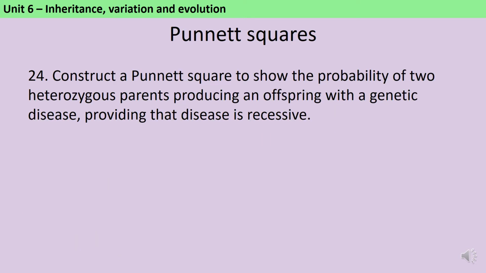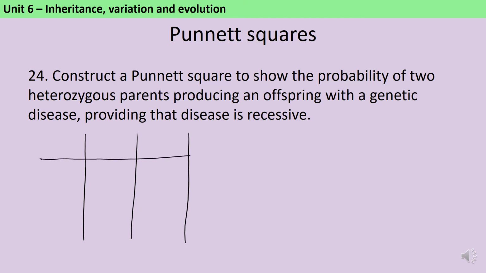In the foundation tier papers, it's very likely that you will be given a pre-drawn Punnett square to fill in, but in the higher tier papers, it's quite usual for them to just ask you to draw one from scratch. So in this question, we're asked to draw a Punnett square for heterozygous parents, and we're looking at a disease that is recessive. So here I'm going to use A for my single letter for my gene, just because the capital letter and the lowercase letter are very easily distinguishable, so it will be clear to you which is which.